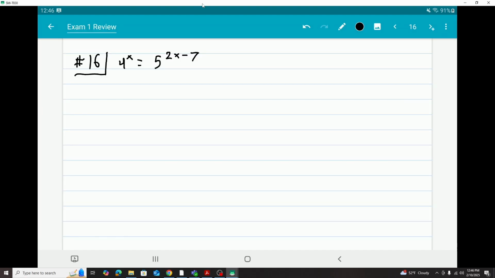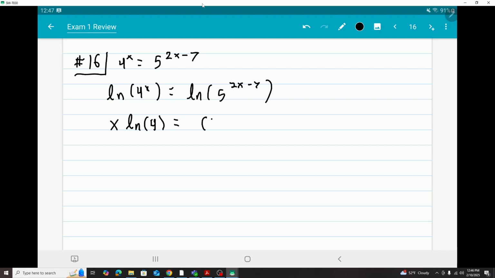Well, we use the fact that we can take the log of both sides. If two numbers, or two expressions, are equal, then their logarithms are equal. So I get the natural log of 4 to the x is equal to the natural log of 5 to the 2x minus 7. Now I bring powers down. x times the natural log of 4 is equal to 2x minus 7 times the natural log of 5. That's the power rule of logs at play there that lets me do that.